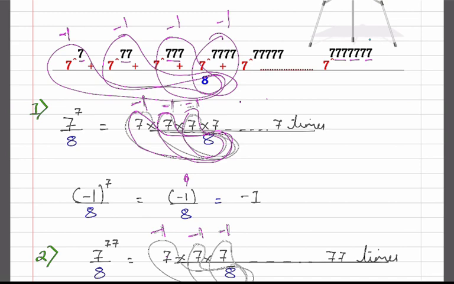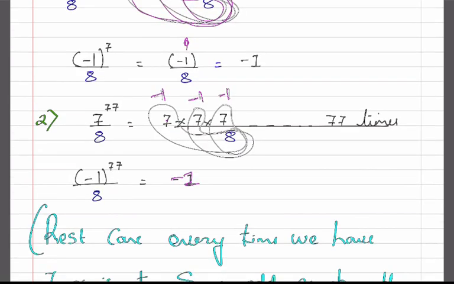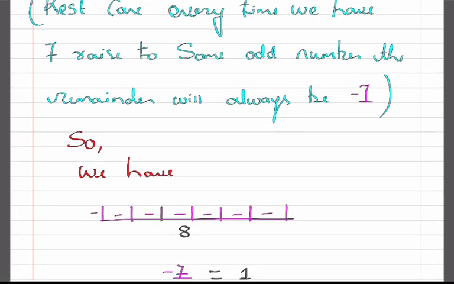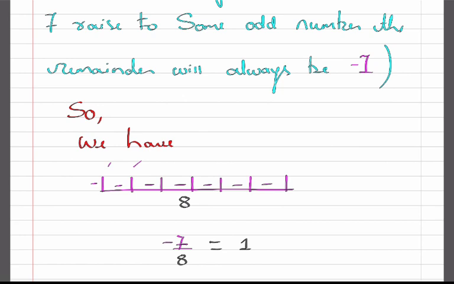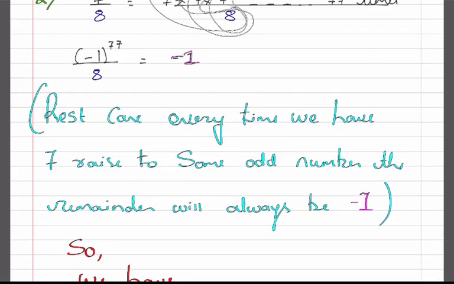So how many minus 1 will I get in this way? Check out how many 7s are there. 1, 2, 3, 4, 5, 6, 7. So I will get minus 1 7 times. Minus 1 7 times is nothing but minus 7 by 8. But as I had told you earlier, negative remainder is never the answer. So to get the positive remainder, minus 7 plus 8, 1. 1 is my answer to this question.